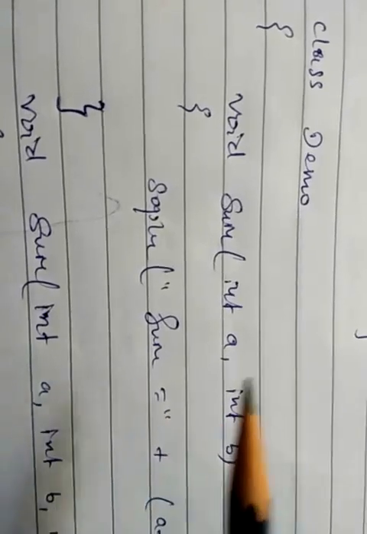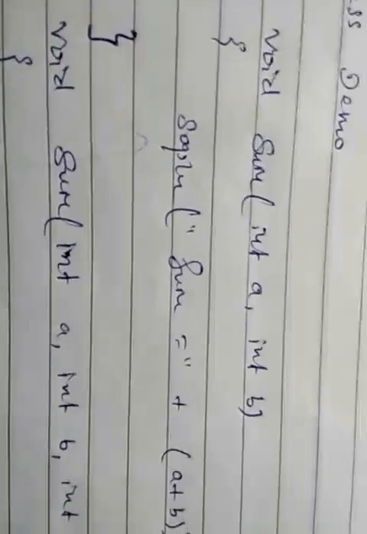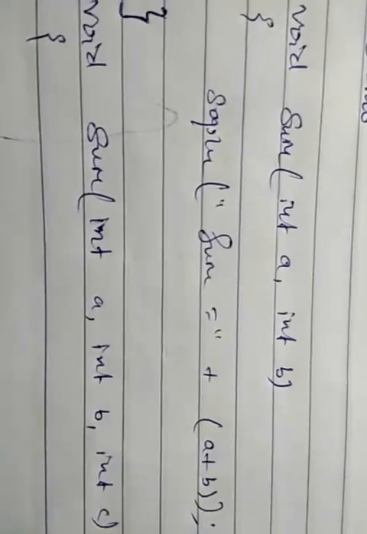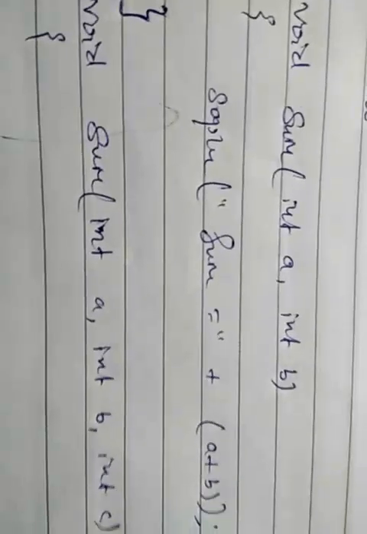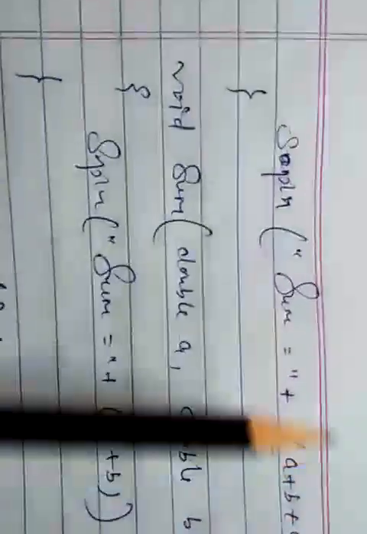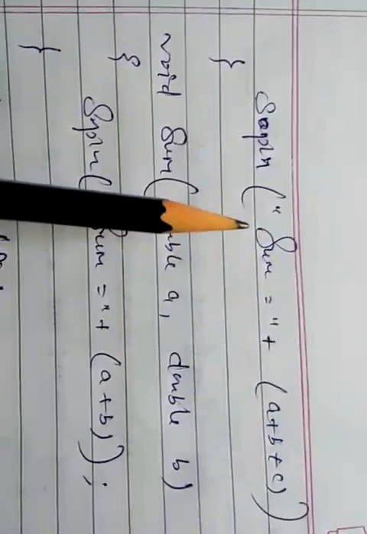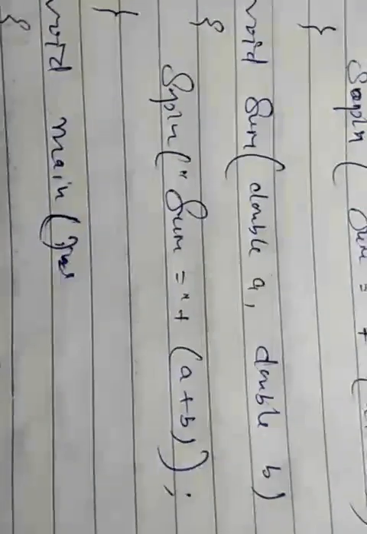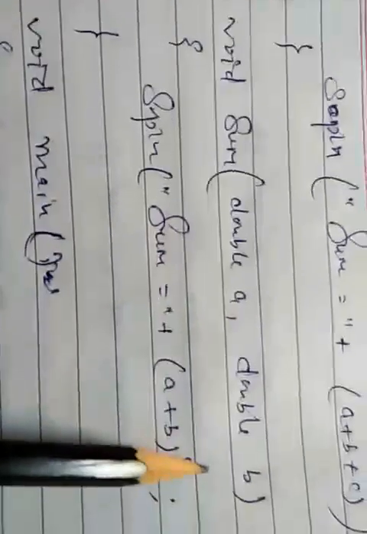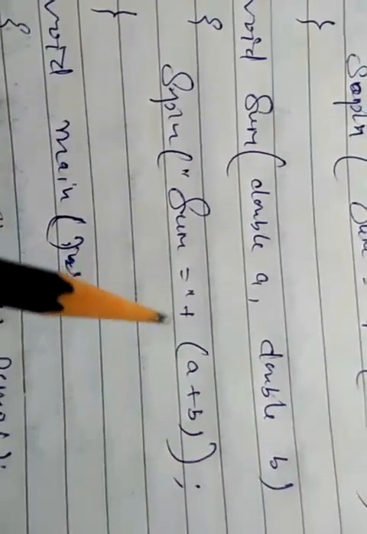In this example we have overloaded a function, and the name of the function is sum. The first function is sum with two parameters, int a, int b, and we are printing the value of a and b. Next we are again making a sum function, and there are three parameters, int a, int b, int c. And here we are printing the value of a plus b plus c. Next again we are making a function sum, and the parameters are double a, double b, and here we are printing the addition of a and b.